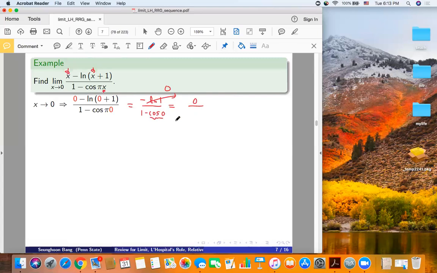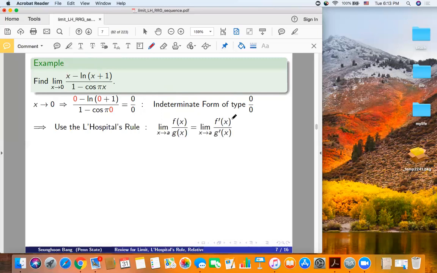What's cosine of 0? Cosine of 0 is 1. 1 minus 1 is 0, so we have 0 over 0 form. What's that? An indeterminate form of type 0 over 0. So we use L'Hopital's rule.